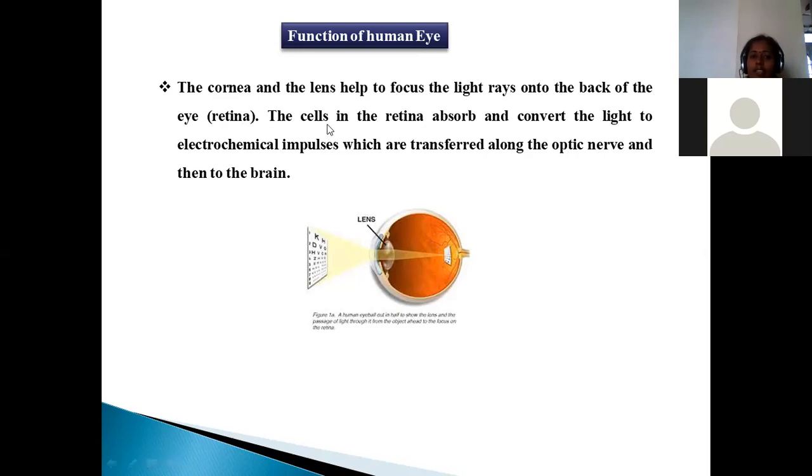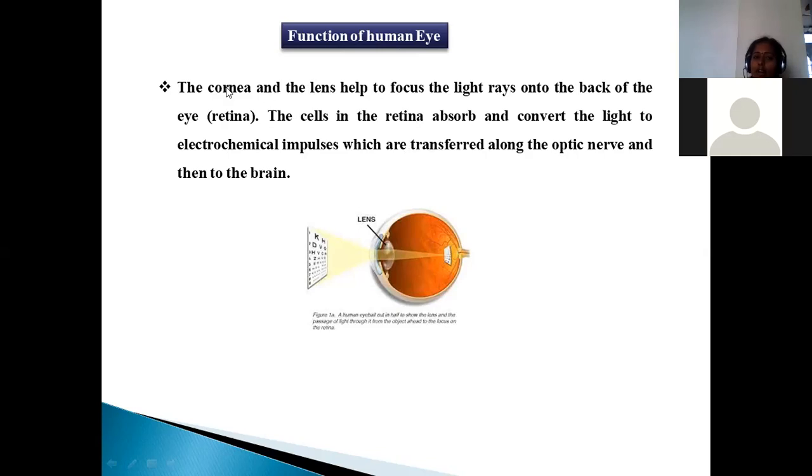side of this eyeball. The cells in the retina absorb the light and convert light into electrochemical impulses. So what will the retina do? It will take the light, and the light is converted into another form that we are able to analyze. That is called the electrochemical impulse. That transformation is carried by the organ called the retina, and the impulses are transported along the optic nerve, then sent to the brain. So this is the general mechanism of the function of the human eye.